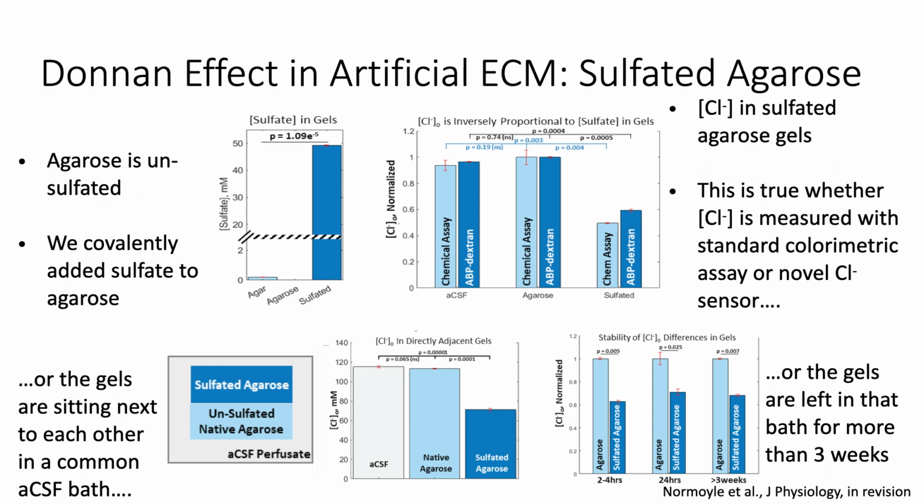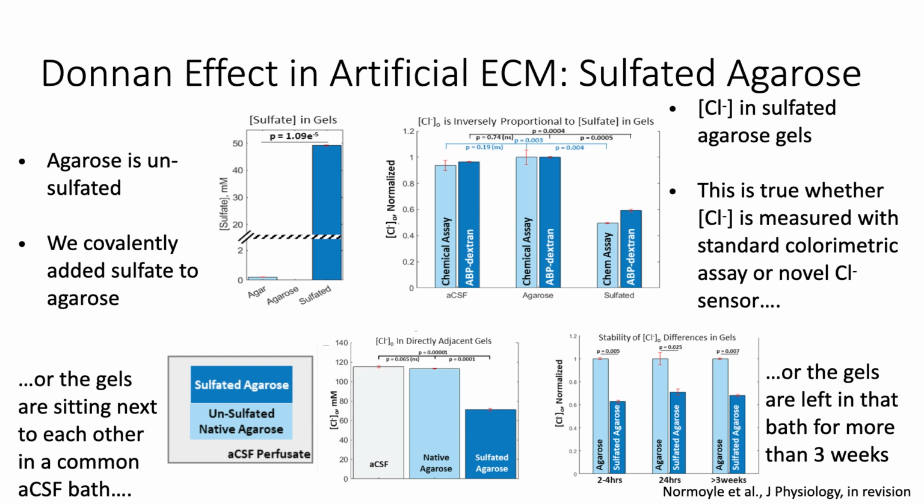And this happens if we do an experiment like this in the schematic where the gels are just sat next to each other. You see the same thing. And we can leave that for more than 3 weeks and it's still the same. This is because the sulfate is covalently bound, the same as chondroitin sulfate is covalently bound in the extracellular space.